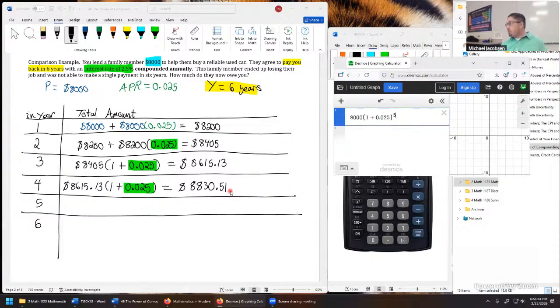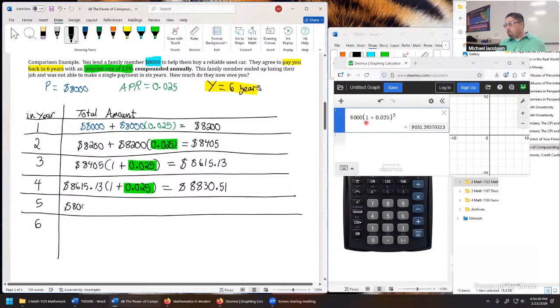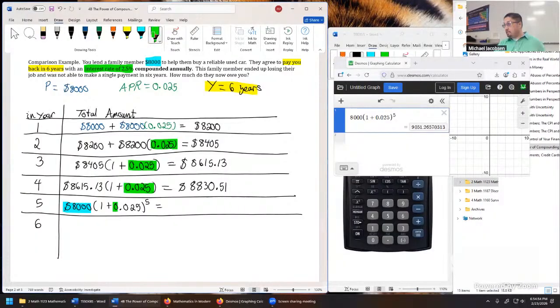Let's use it on the last rows. We want to get row 5 and row 6 as fast as possible. Here's what it looks like. We take the principal of 8,000, take 1 plus the APR as a decimal, 0.025, but then we just raise it to the term length of 5 years if we're on row 5. So principal goes there, the interest rate goes there, and now to the nearest cent, we have $9,051.27. We are $51.27 above what the simple interest computation gave us.